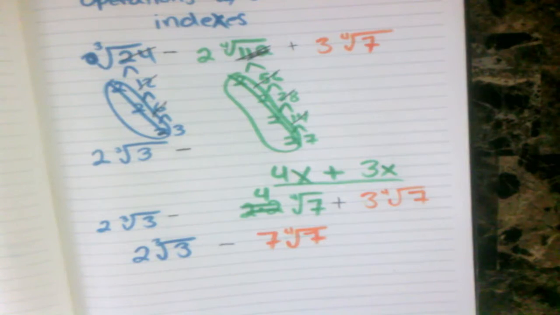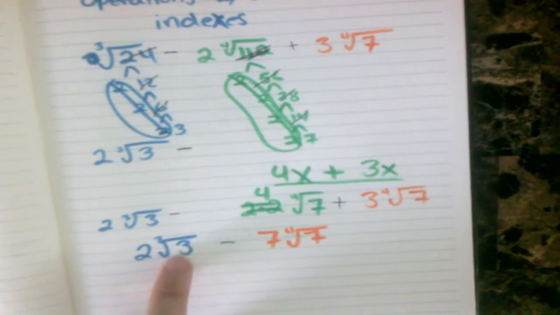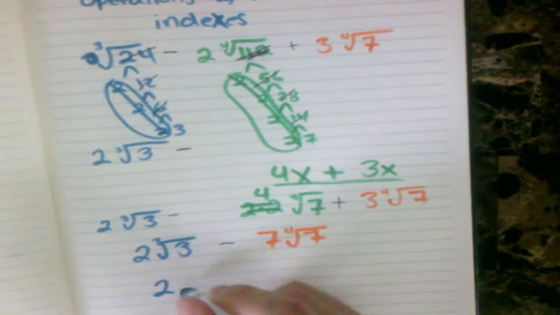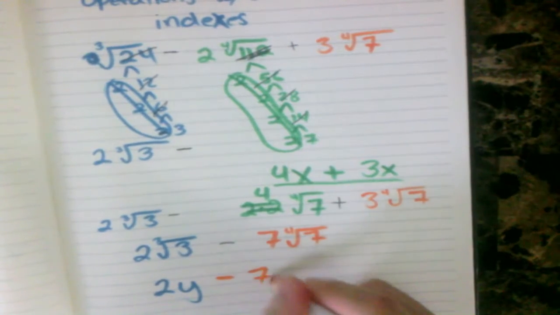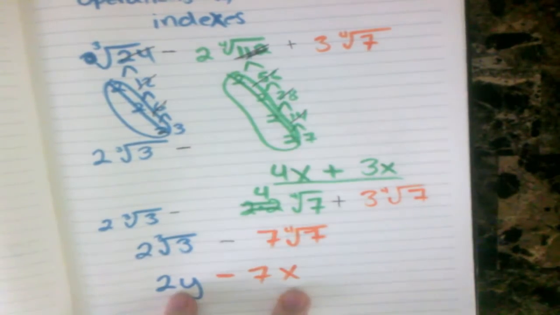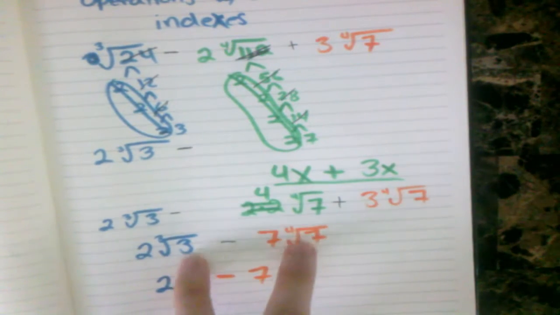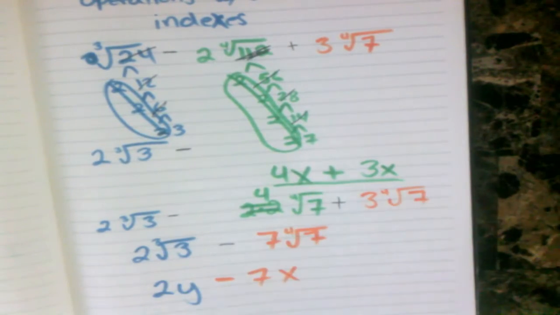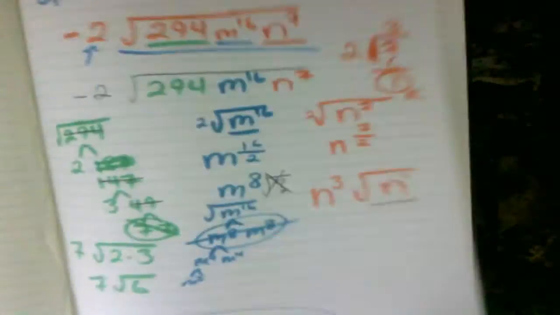You're done. The reason you can't go any further is because this is not the fourth root of 7. It's a different thing, so this would be like a different letter. It would be kind of like saying 2y minus 7x. We can't combine these because they're not like terms. Because these two have different values, the cubed root of 3 and the fourth root of 7, it's almost like they're different variables and we can't combine them. Okay? It follows the same exact properties. So that's all you're doing.